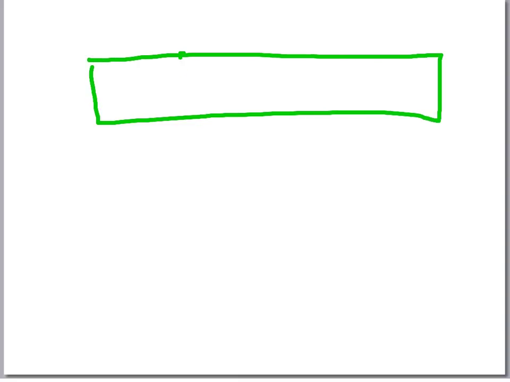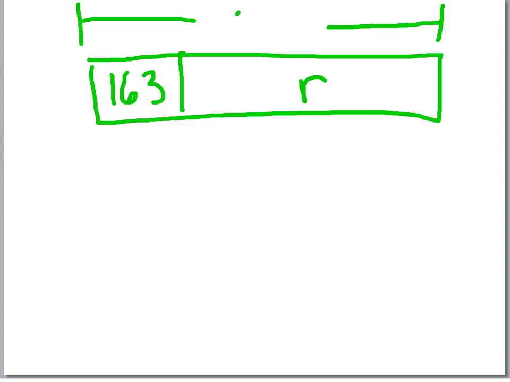Let's see if we can come up with an equation for one of those bar problems. Let's say that we'll say this is R, and this is 163, and the total length of the bar is 645. We've got 645, 163, and R. Can you come up with an equation that would involve that variable there? We can do an addition problem or subtraction problem. Let's go ahead and do the addition problem.